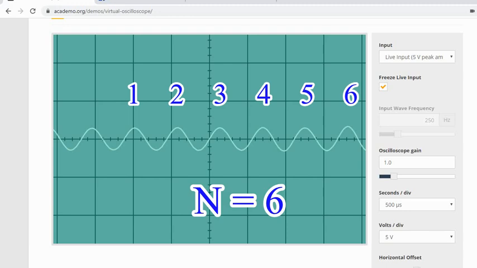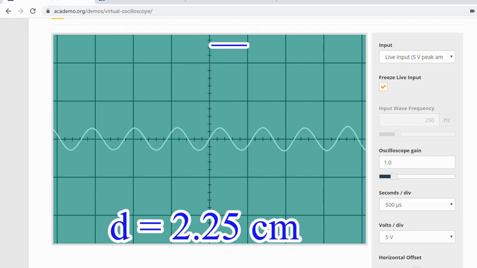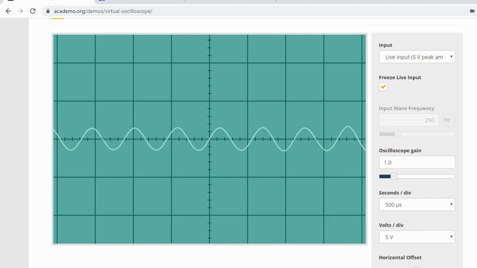The distance across the square is going to stay the same. Little d is still 2.25 centimeters. And this time, my seconds division is 500 microseconds. Oh, that might be a little bit hard to figure out. But if you use that chart that we talked about at the beginning of the year, you'll see that this is 0.0005 seconds.